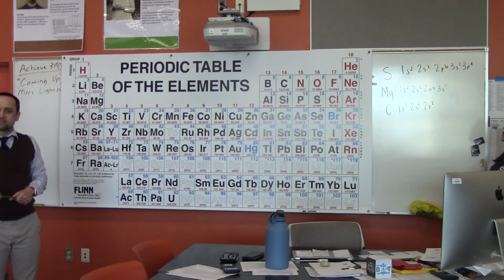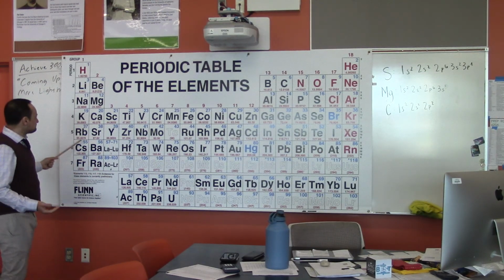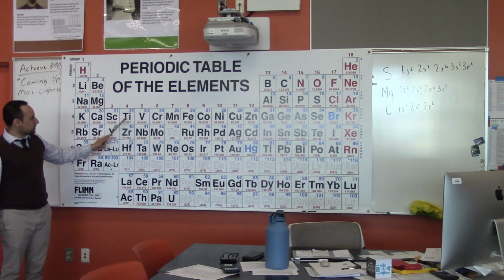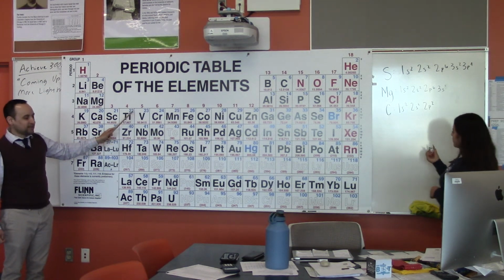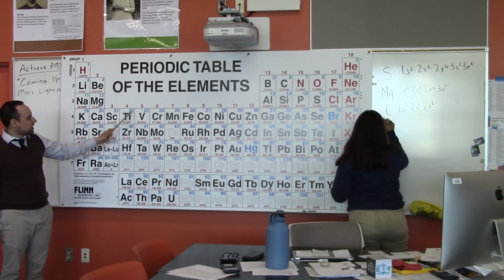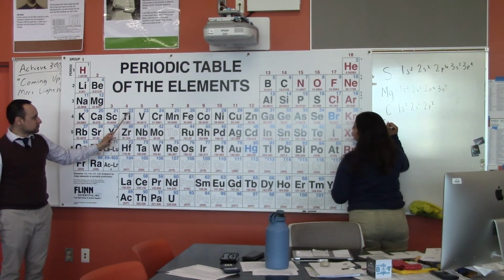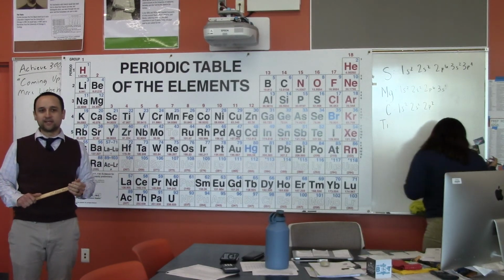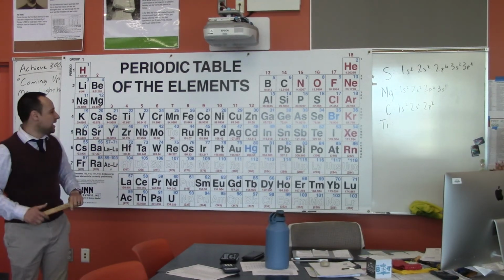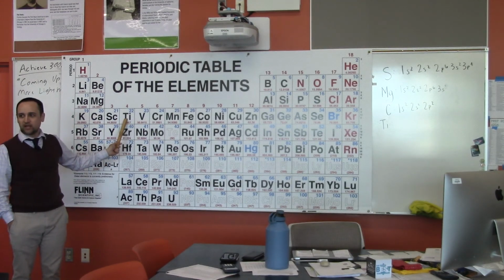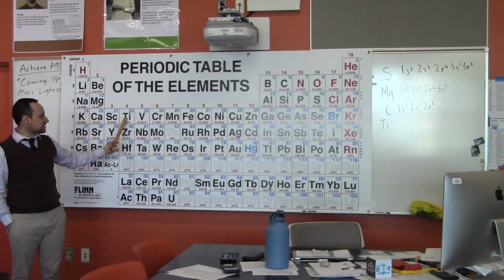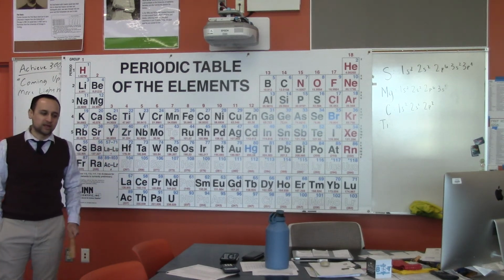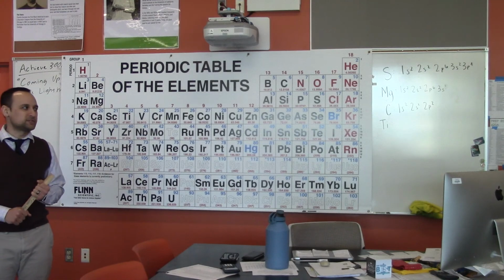Okay, so now let's have some fun. Let's get a little further along in the table. So we're going to go all the way over here to titanium. Titanium's number 22. And I want you to go ahead and use your rules and tell me what the electron configuration for titanium should be. Titanium is in which block? D block. F block's down here. D block's up here. Okay, titanium's in the D block. What should be the electron configuration for titanium?